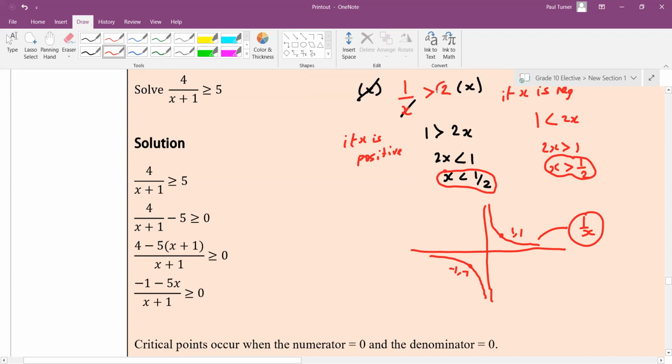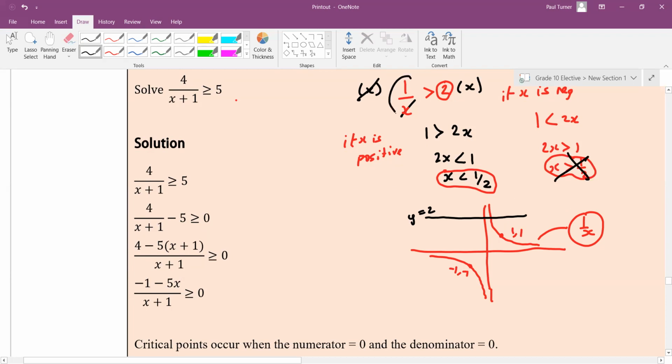Now this is 2. So I'm going to draw the line y equals 2. So I think part of this solution is not correct. So the line y equals 2 would be about here. So what I want to know, this solution is not valid. This one doesn't work. So I'll show you why.